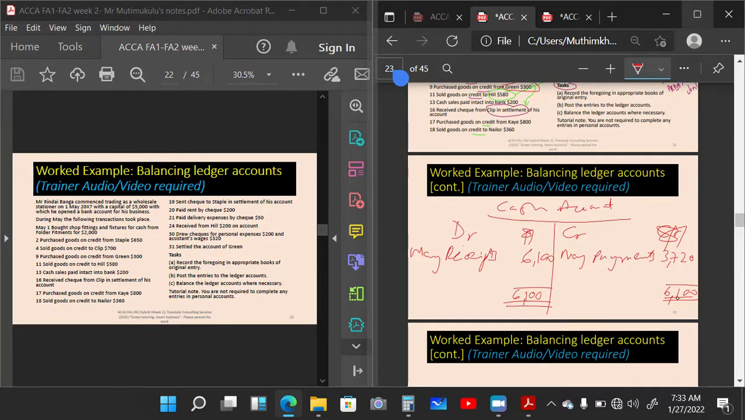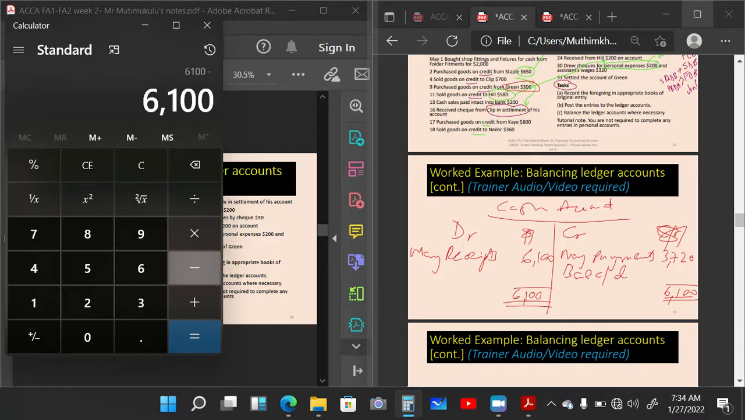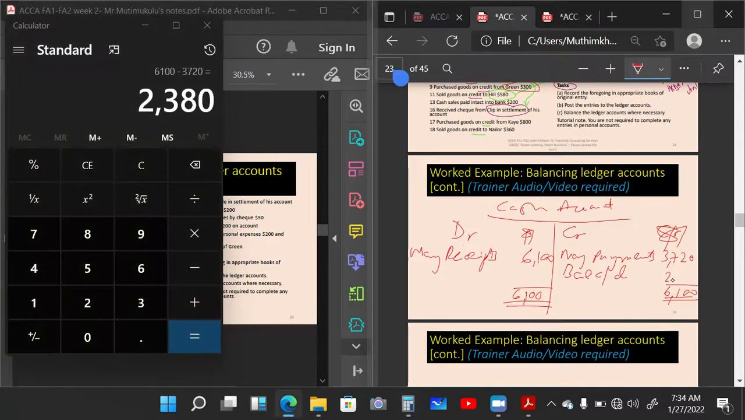But it's not true that 3,720 adds up to 6,100. It means there is a deficit. That deficit is what we call balance carried down, balance c/d, and we have to determine the balance here using our calculators. Ladies and gentlemen, 6,100 minus 3,720, we get 2,380 as our balance carried down.